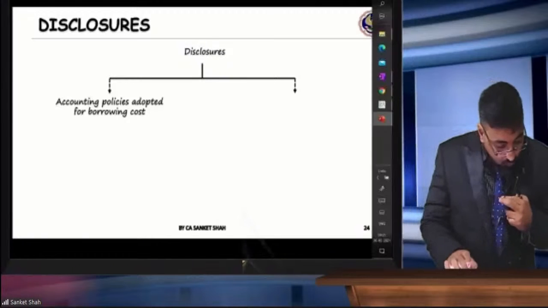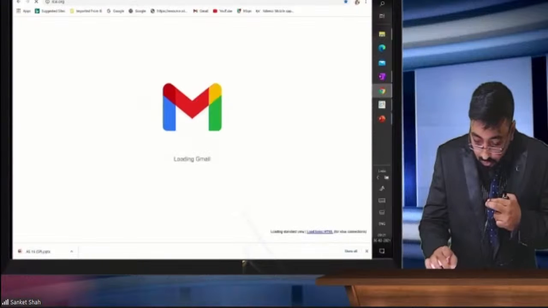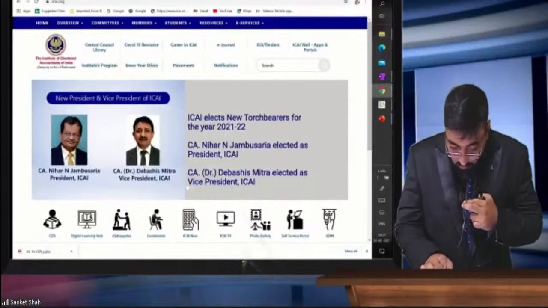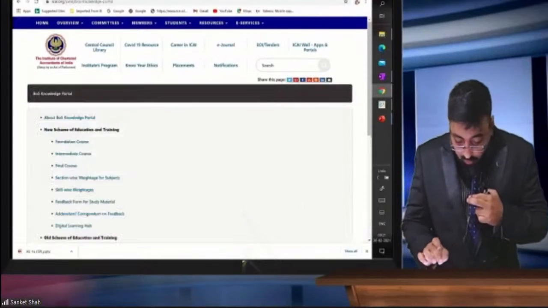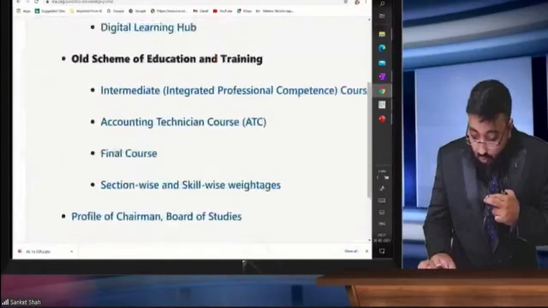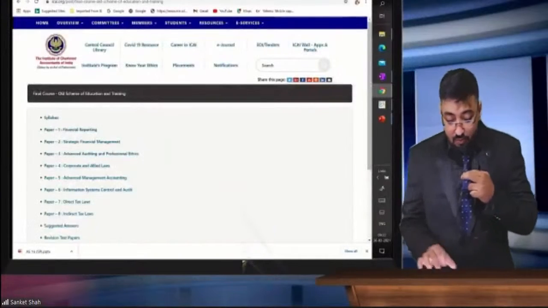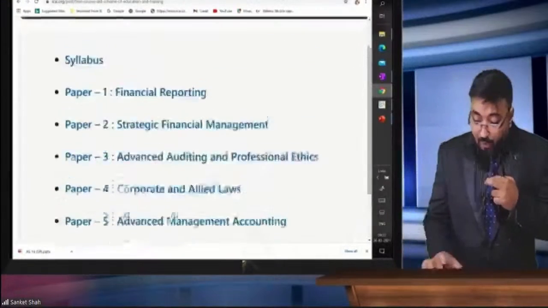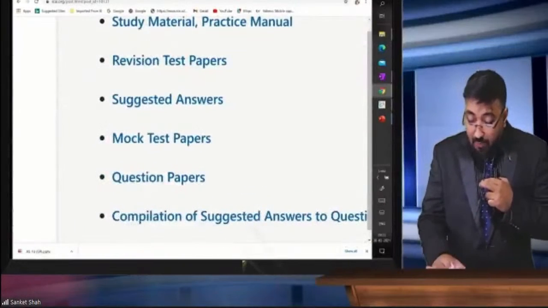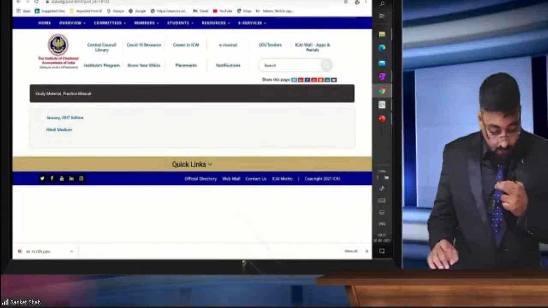So beta, I will show you where you'll get these accounting standards in detail. If you come to our Google Board of Studies site, in the student section, you go to the BOS Knowledge portal, and in Old Scheme, you can see it there. In that you have to click Final Accounts, Final Course, and in that Paper 1, Financial Reporting, Study Material and Practice Manual.